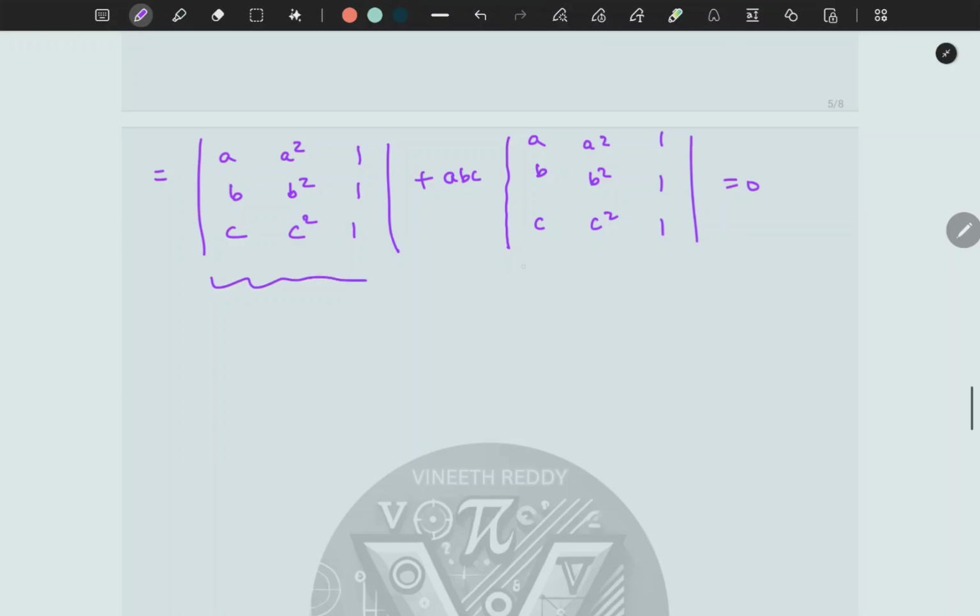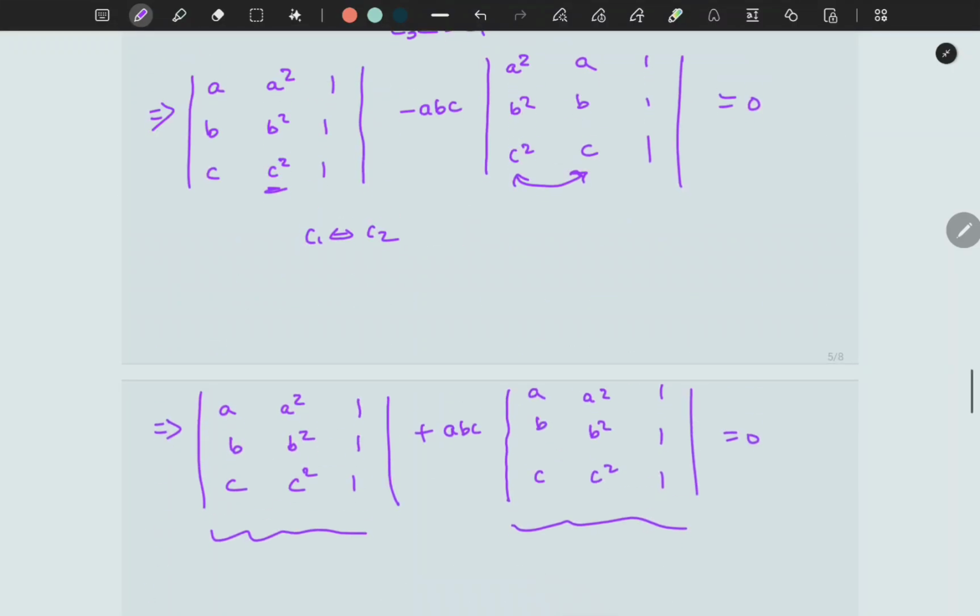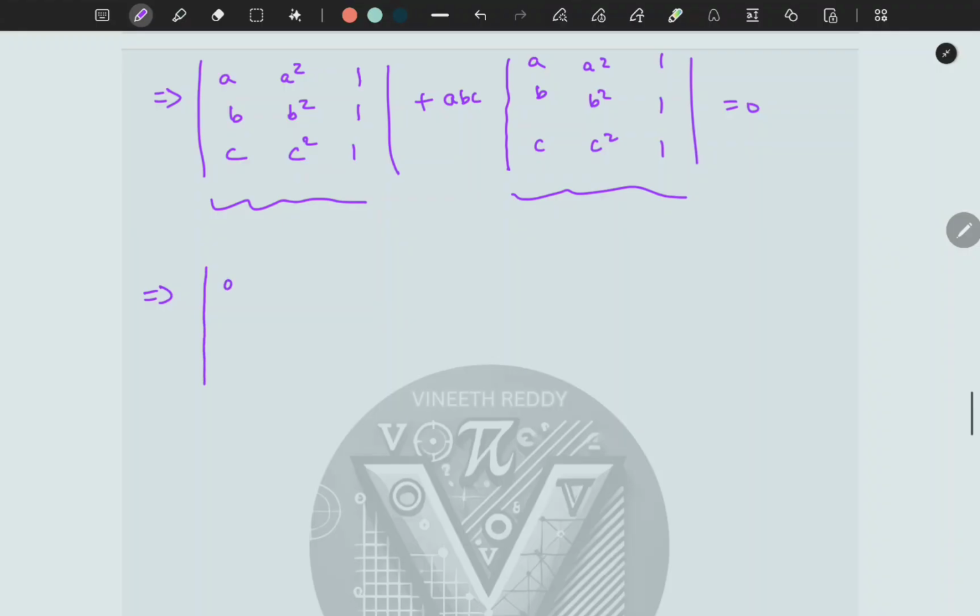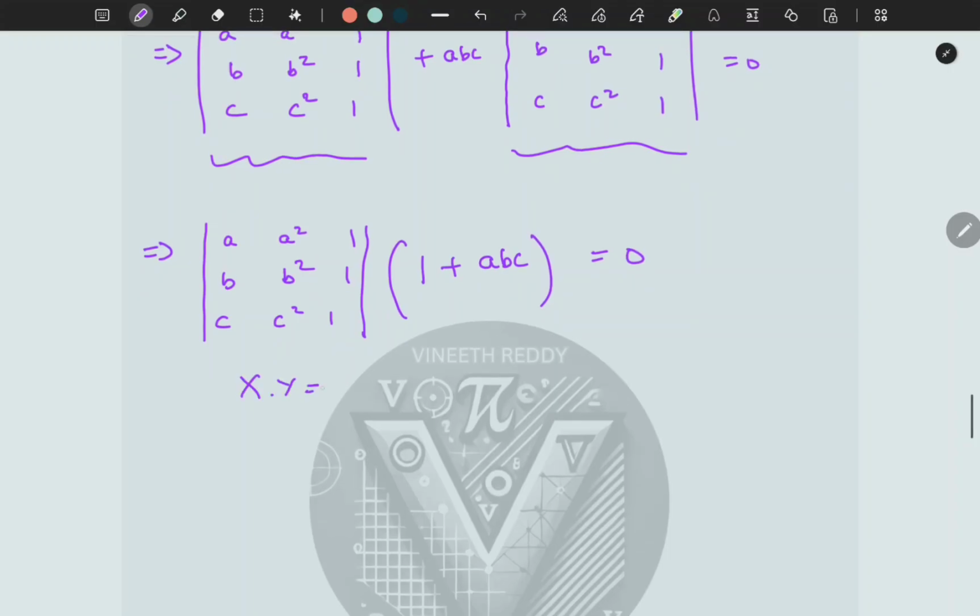So can we now take this particular determinant common throughout? Yeah, so if I take that common, a square 1, b square 1, c square 1. If I take this common, what will be remaining is 1 plus abc. I hope you understood this. See, when x into y is 0, either x is 0 or y is 0, or both x and y are 0.